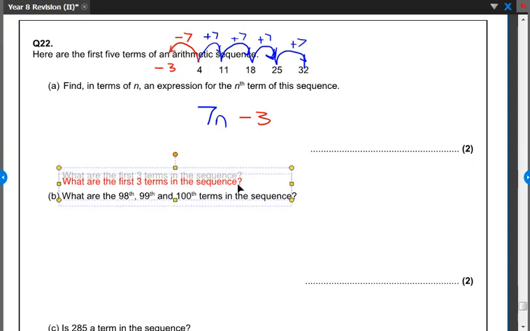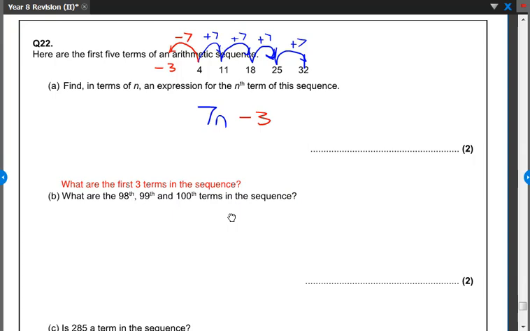Right. So I'm going to do the red bit first, okay? So let's have a go. First 3 terms in the sequence, well, you get 7n minus 3. So the first term, for every sequence that ever existed, is n equals 1, because n is the position of the term. So for n equals 1, it's going to be 7 times 1 minus 3, which equals 4.